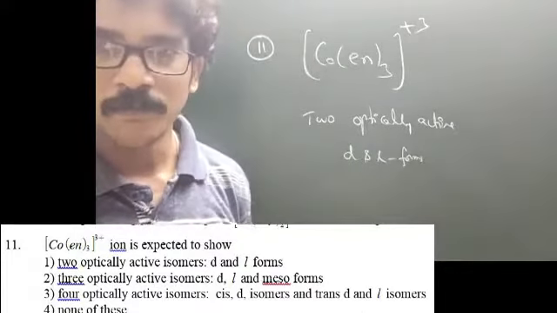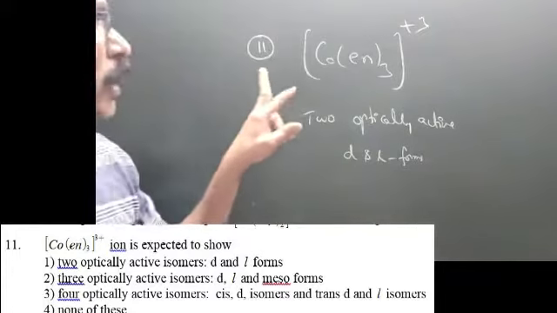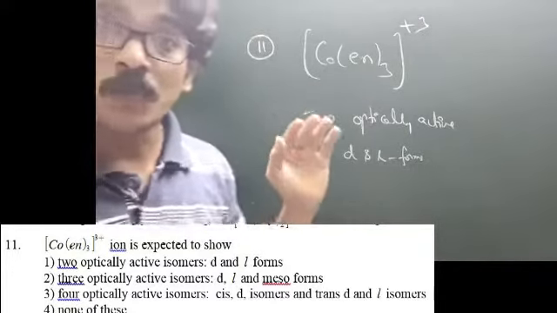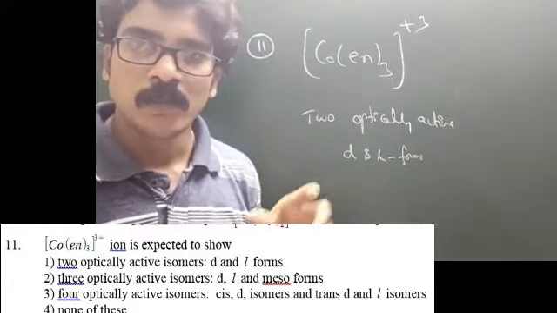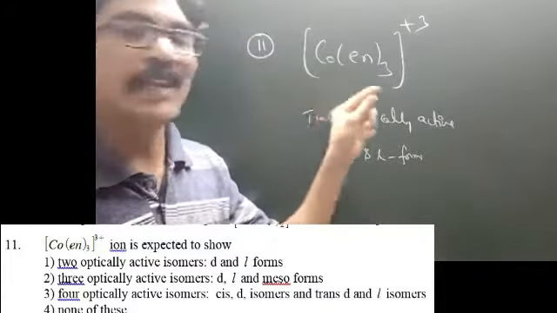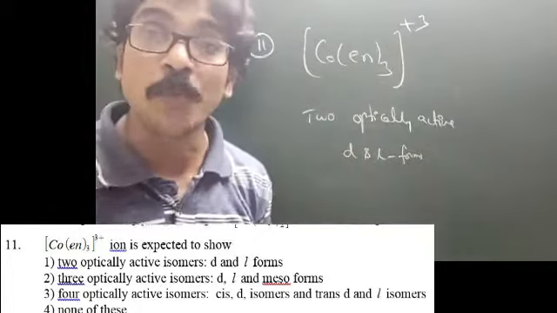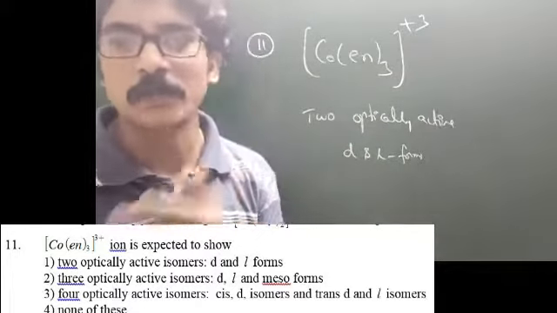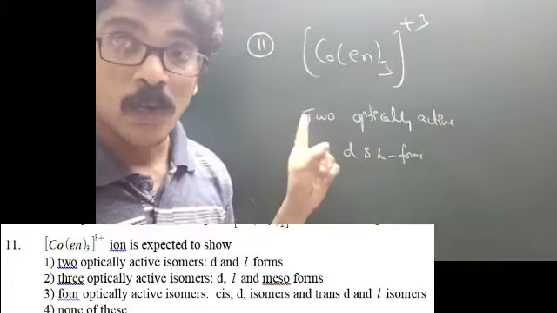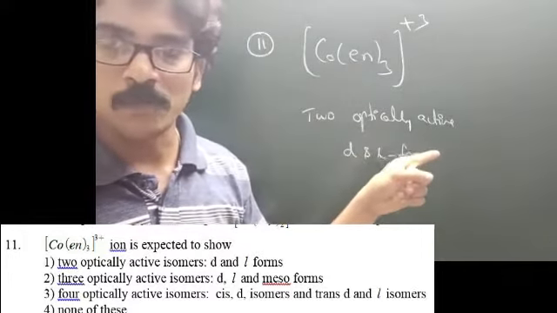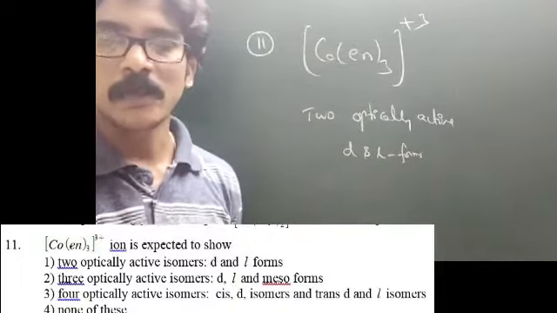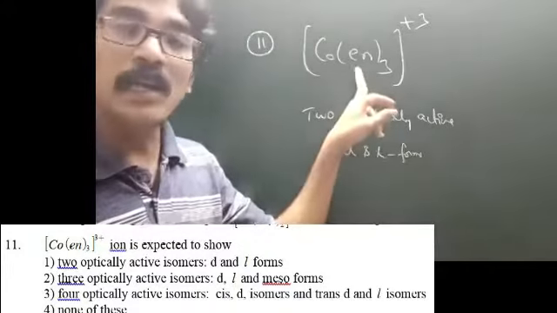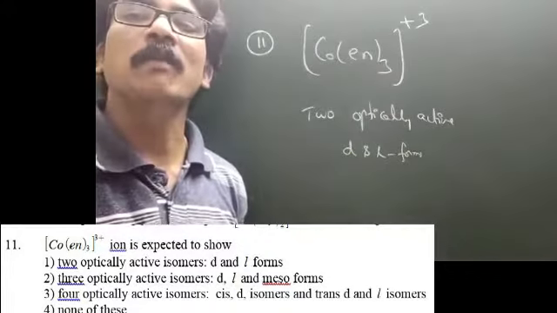Question number 11. Stereoisomerism, optical isomerism. For the complex [Co(en)3]3+, how many optically active forms are possible? There are 2 optically active forms possible, that is dextro and levo, for this type of complex, M(AA)3 type complexes.